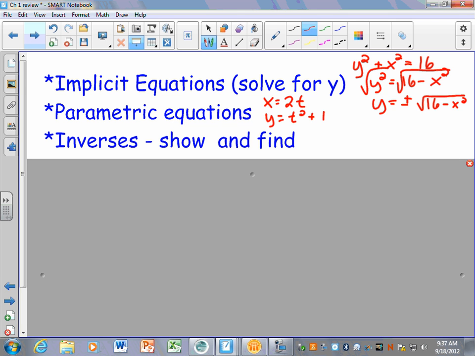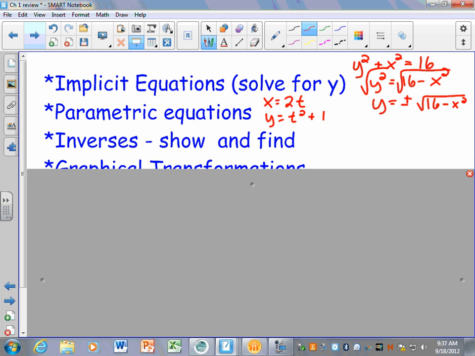Inverses. The big things I'm looking for is, can you show me that two functions are inverses? And remember, to show that two functions are inverses, you need to show that f of g of x is equal to g of f of x, which both just equal x. So if I say show algebraically that these are inverses, I definitely don't want just a yes or no answer. I'm looking for that proof. And when you do that, that's like doing a proof of how you show that they're inverses, because they cancel each other out.